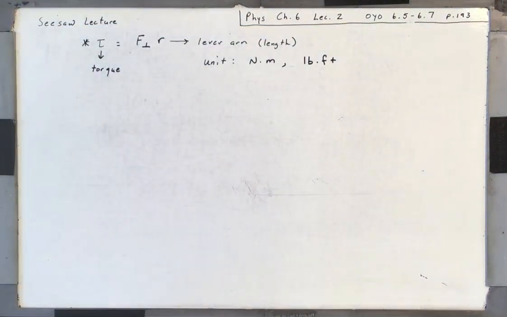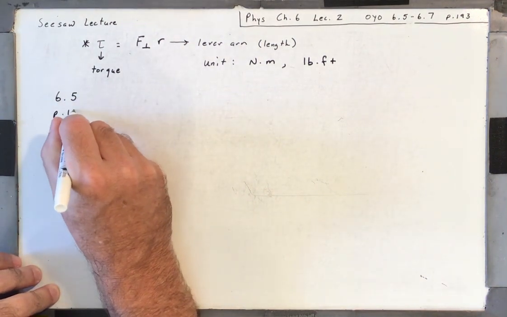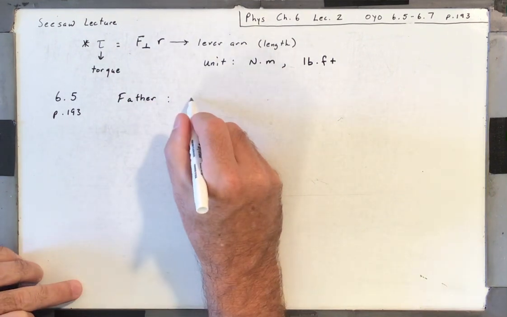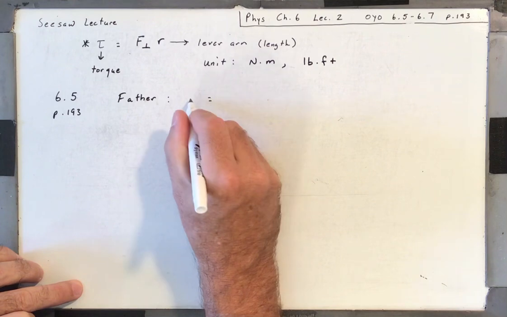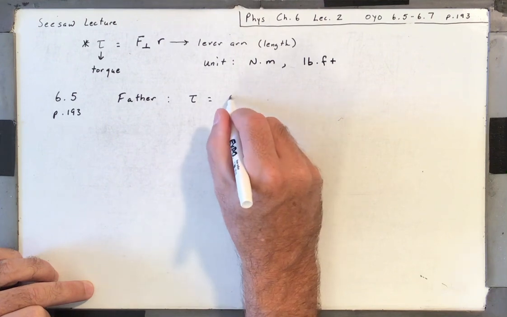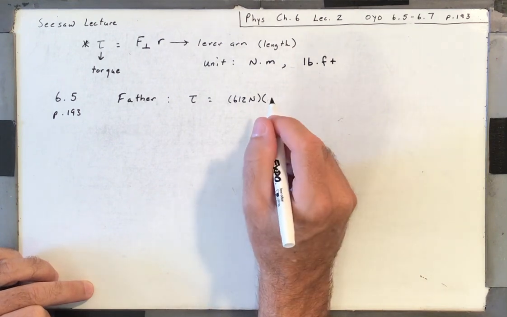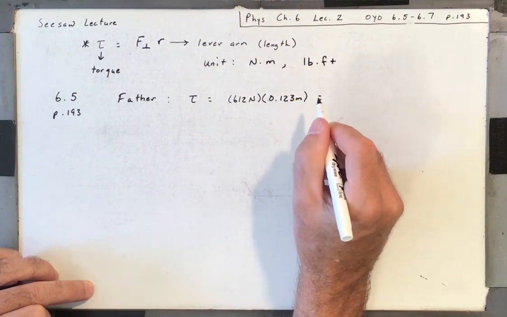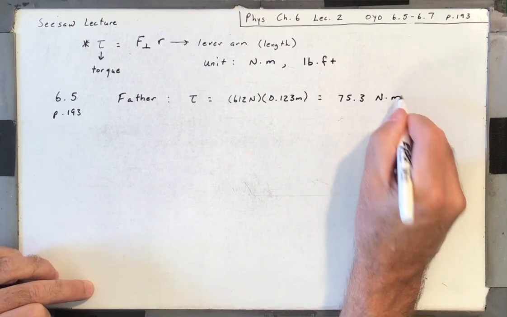Well, let's just figure out the torque for each one. So for the father, the torque, that's not a good tau, is it? That's just a T. There we go. The torque is the force, 612 newtons, times the distance, or lever arm. I'm going to go ahead and change it to meters, 0.123 meters, so we can get it in Newton meters. You don't have to answer the question, but that's 75.3 Newton meters.